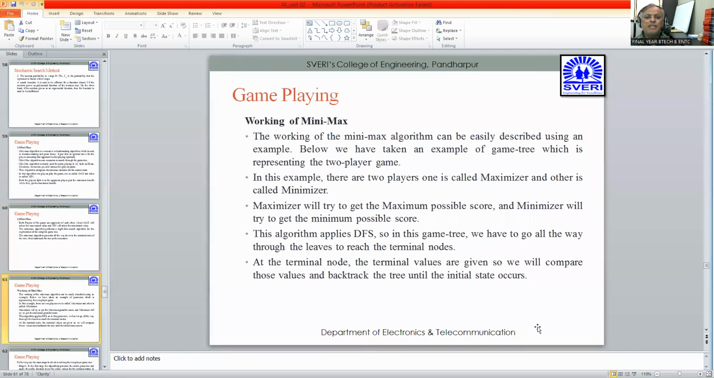Now, how does the working of the minimax algorithm take place? The working of this algorithm can be easily described with the help of an example.